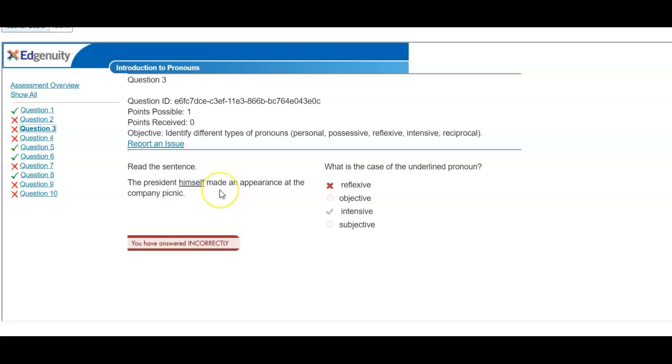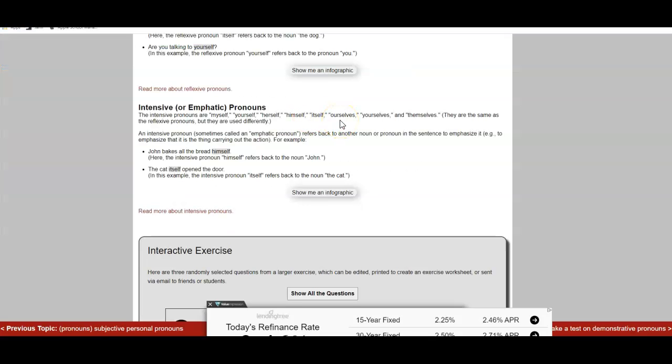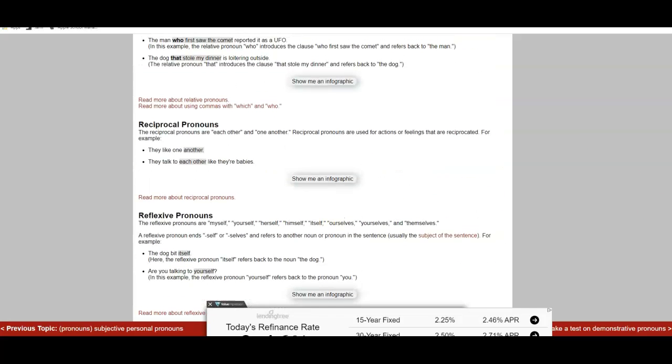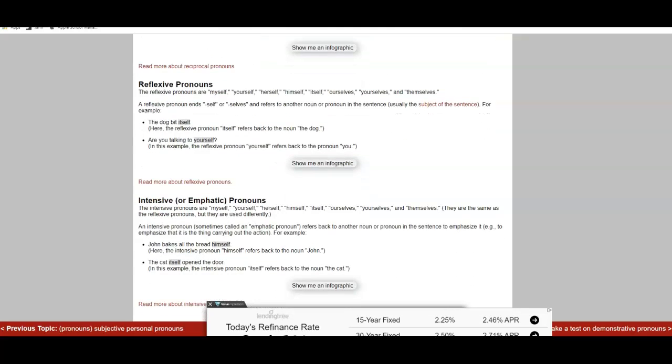All right, the president himself made an appearance at the company picnic. Sorry, I realized when I was going over your pronouns that I had skipped one. So, intensive or emphatic pronouns. Now, this is kind of confusing because it looks very similar to reflexive pronouns. Reflexive pronouns can both be myself, yourself. You see they look the same, except an intensive pronoun, sometimes called emphatic, is emphasizing the thing that is carrying out the action.